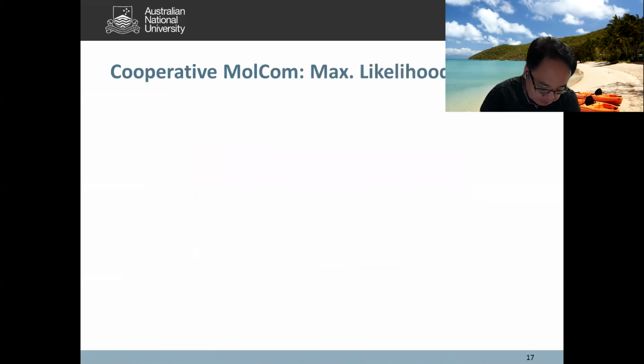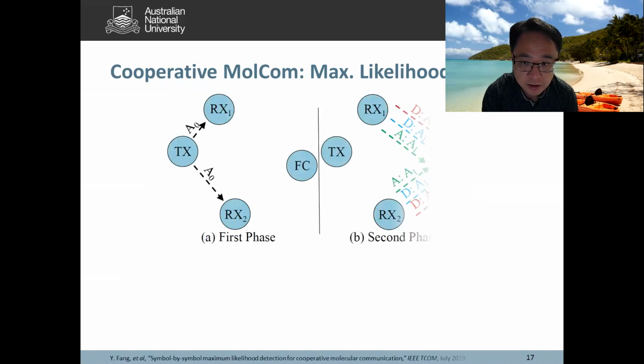And after that, we would like to explore how we can further design the detection mechanism in this cooperative molecular communication system. So in the second work in cooperative molecular communication, we would like to consider the impact of maximum likelihood detection.